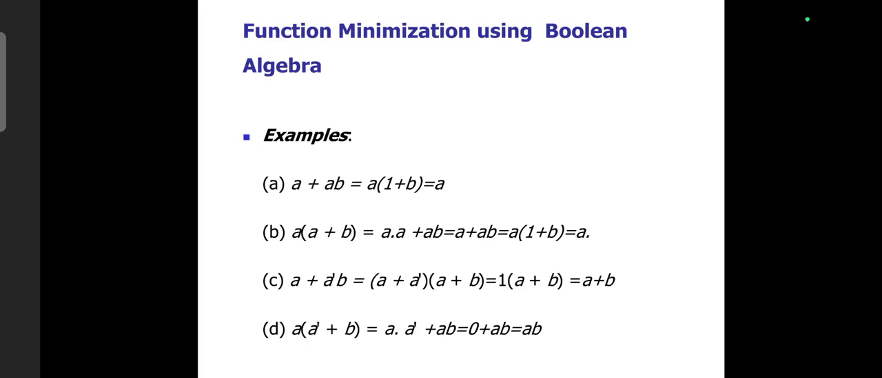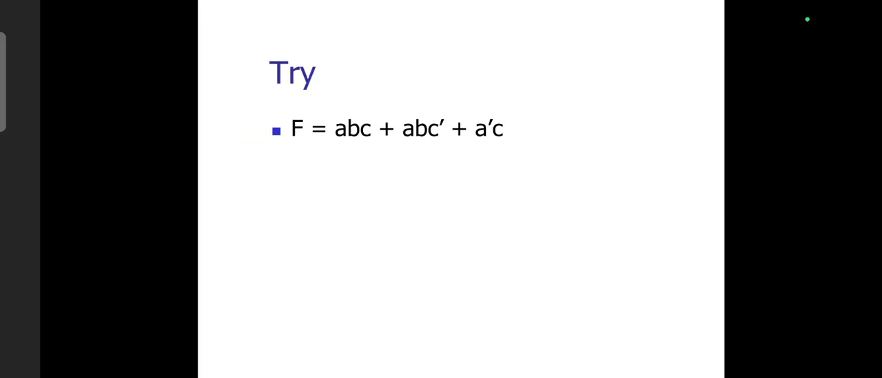Next one is a into a bar plus b, expanding: a a bar plus ab. Since a a bar equal to 0, the result becomes ab. The final expression requires much less hardware. Let us simplify ABC plus ABC bar plus A bar C. Taking common terms from the first two expressions, AB into C plus C bar. Since C plus C bar equal to 1, the result becomes AB plus A bar C. The three terms have been reduced to two simpler terms.